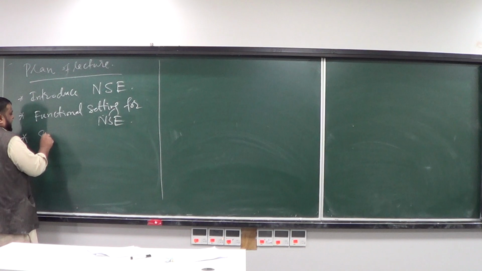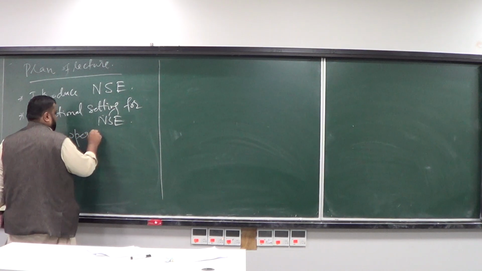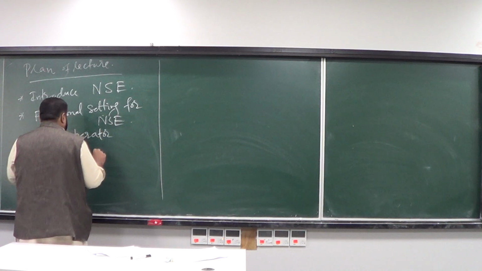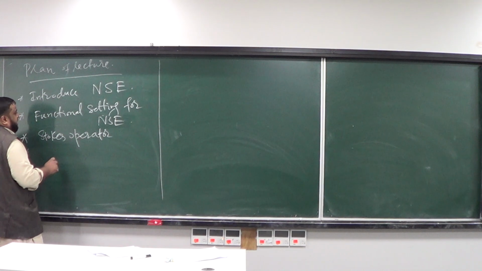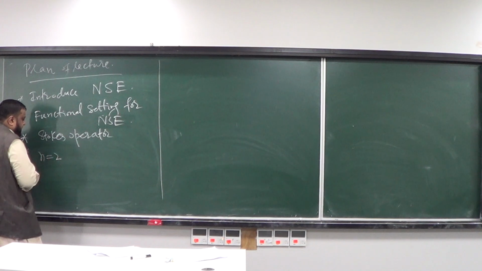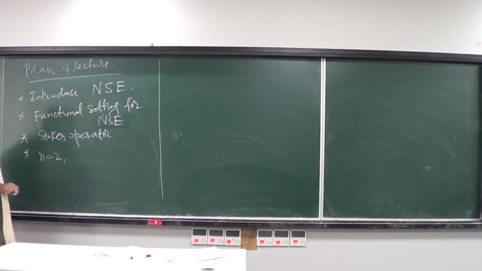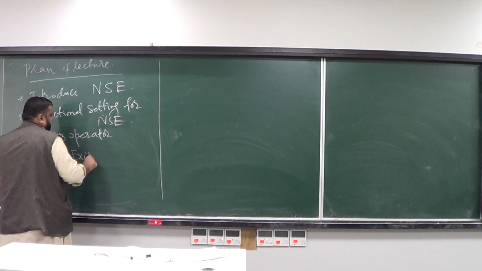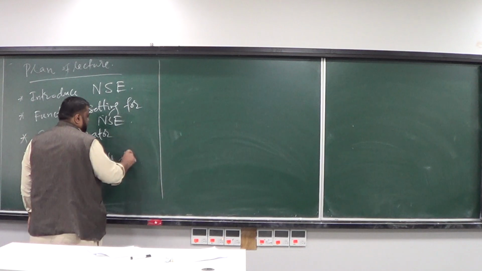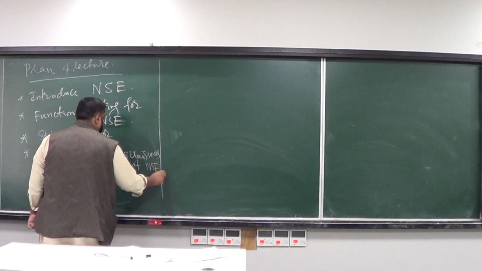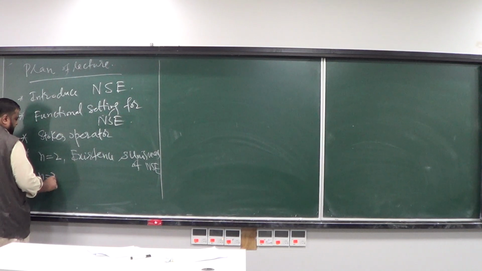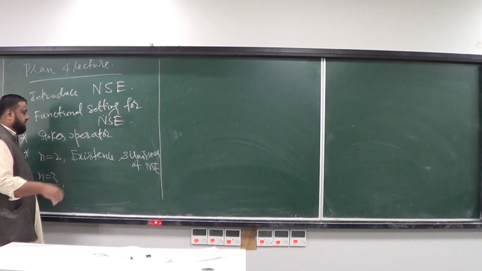The next thing is that I will quickly introduce the so-called Stokes operator in different settings. Then we will aim to solve the Navier-Stokes equation in n equal to 2 dimensions. So the bigger picture is that in dimension 2, n equal to 2 space dimension, I would like to do existence and uniqueness of the Navier-Stokes equation.